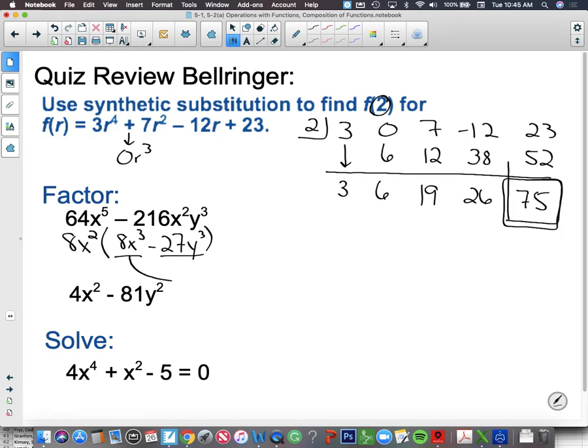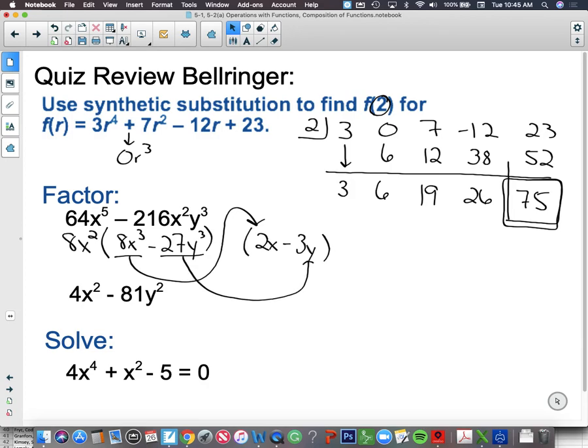So for this one here, let's draw an arrow to divert your attention there. That's 2x. And then for this one here, that's going to be a 3y. All right, that's just using the first step of the pattern. We have to figure out what's being cubed. Okay, so we have 2x minus 3y. So that's step 1.